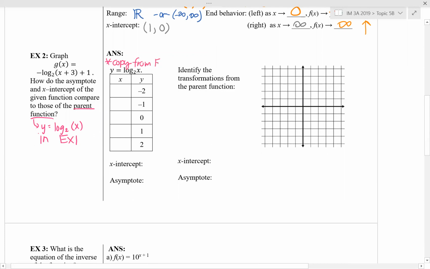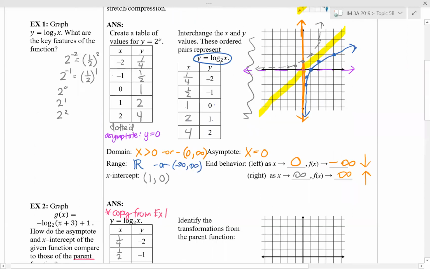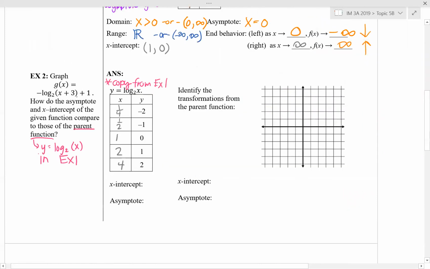We just went through this process. So this is still that same function that we just graphed that has the x values 1/4, 1/2, 1, 2, 4. So I'm literally just copying this because if I look at the base of the function, the base is 2, and so that's where the parent function comes from. So it's just log base 2 of x.